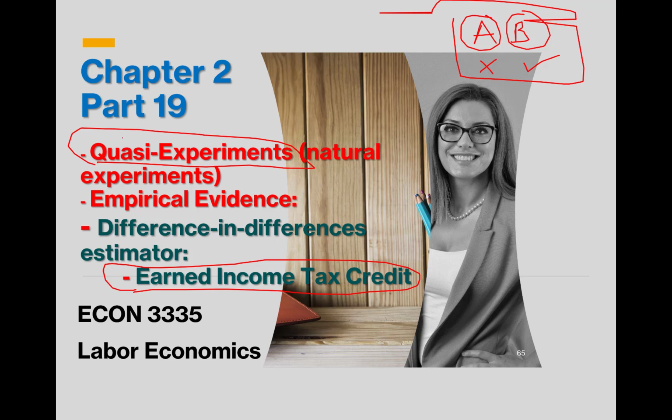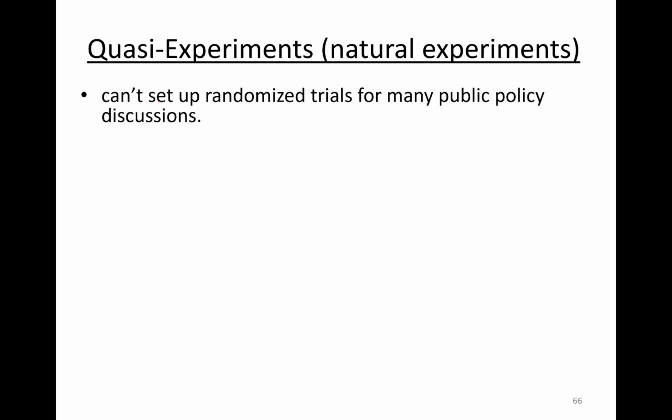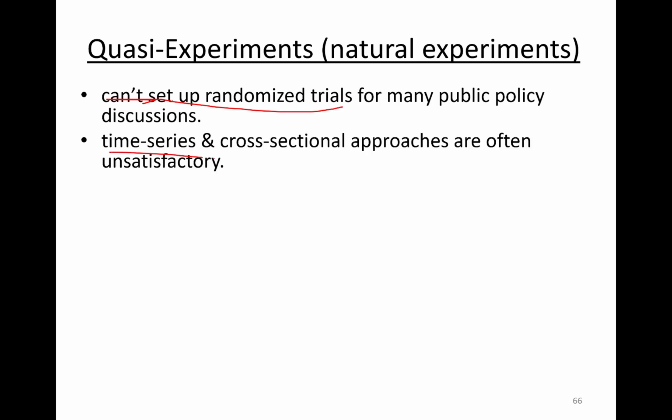And we'll talk about natural or quasi-experiments. Quasi-natural experiments are being used in economics when we cannot set up randomized trials. It happens for many public policy situations, okay? So time series and cross-sectional approaches often are unsatisfactory. What does it mean? If you look at, for instance, a policy change, let's say in 2022, there was a policy change, and you look at before and after.